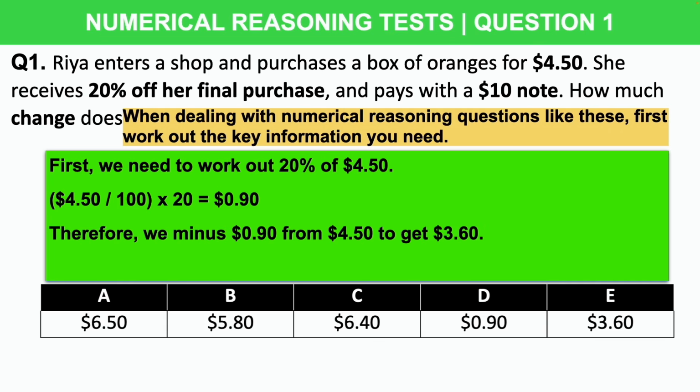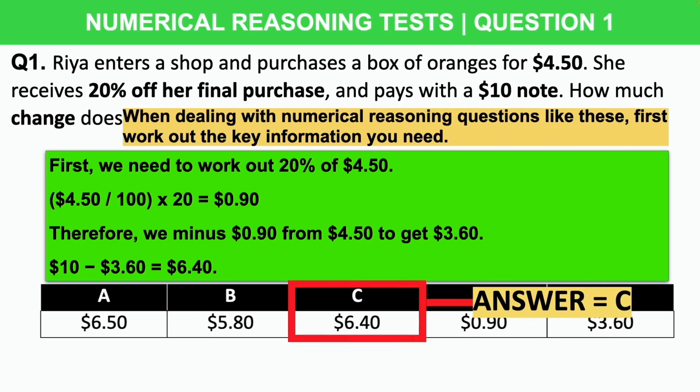Therefore, we then minus the 90 cents from the $4.50, which gives us a total of $3.60. Then finally, to work out the answer, we simply minus $3.60 from the $10 that we used to pay. Remember, Ria used a $10 note to pay for her purchase. So we take away the $3.60 from that, which gives us our answer of $6.40. So the correct answer option here was C.